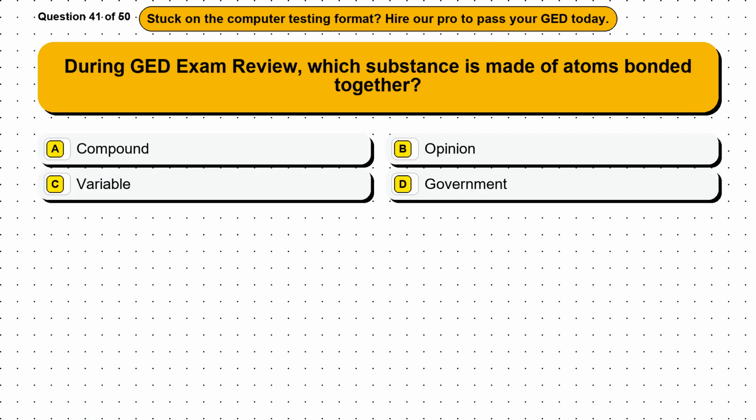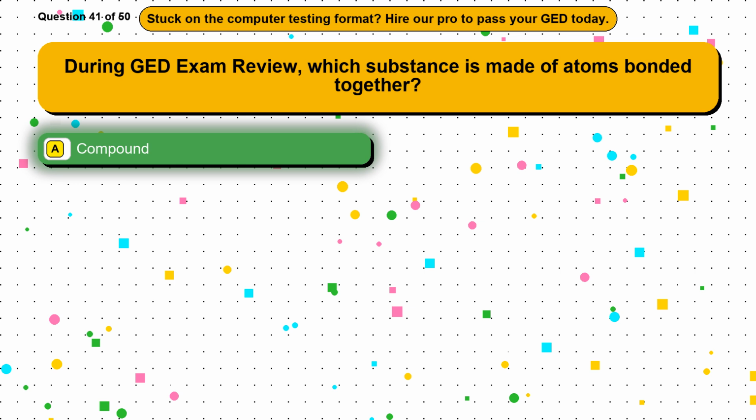Question 41. During GED exam review, which substance is made of atoms bonded together? Option A. Compound. Option B. Opinion. Option C. Variable. Option D. Government. The correct answer is option A.